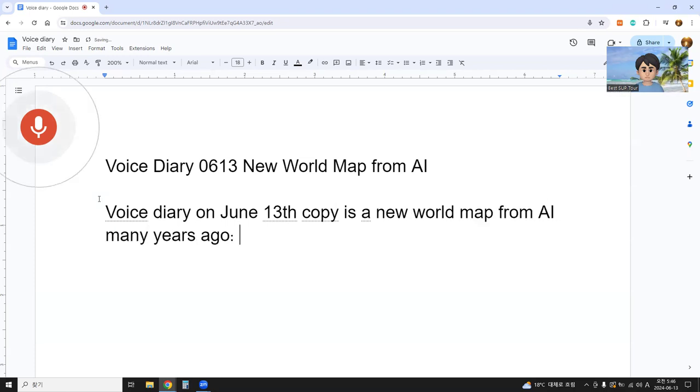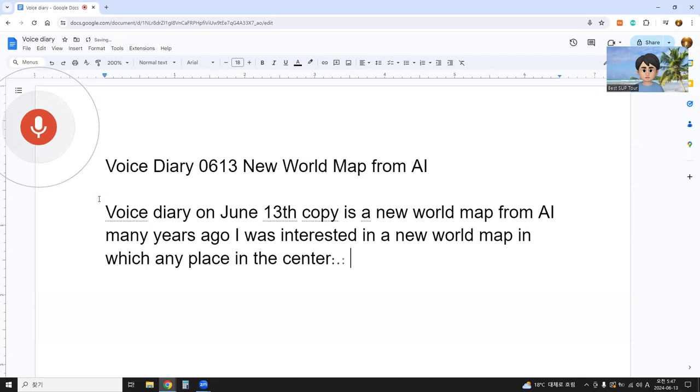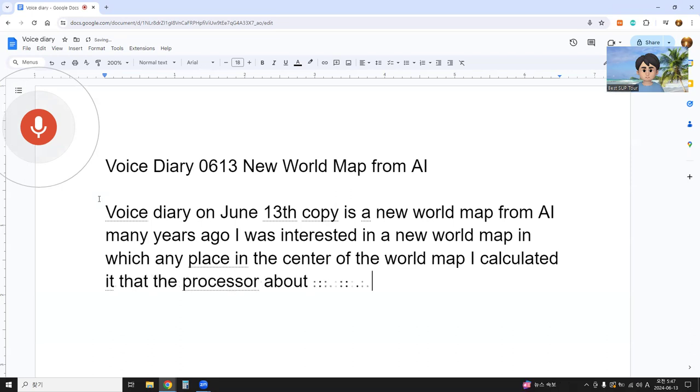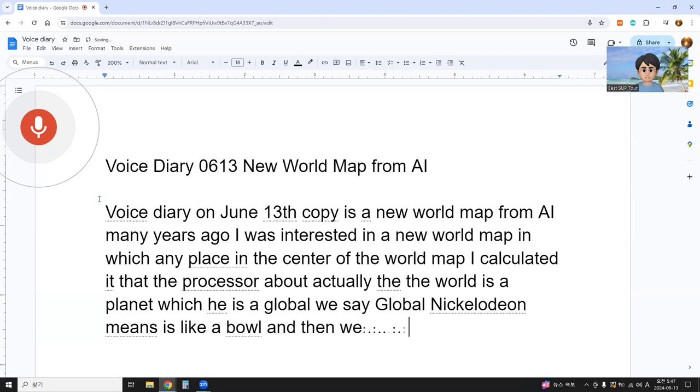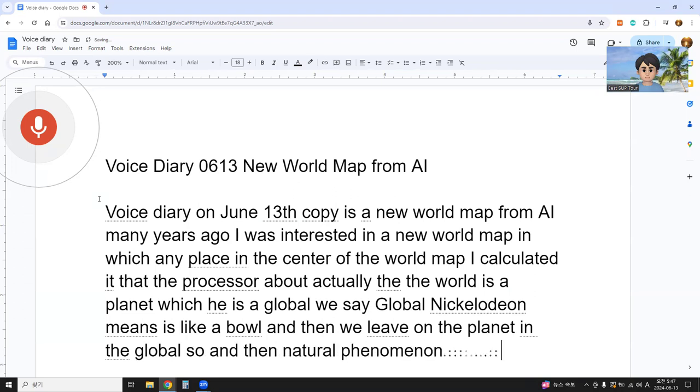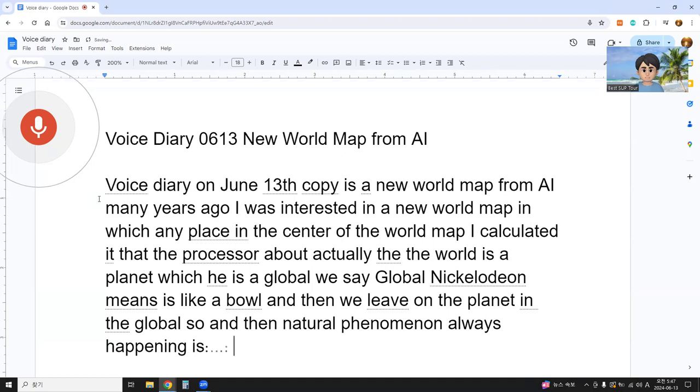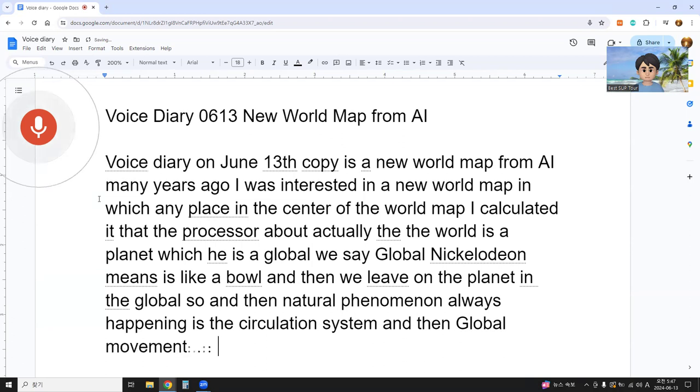Many years ago, I was interested in a new world map in which any place is the center of the world map. I calculated that process. Actually, the world is a planet, which is a globe. We say global, and the globe means like a ball, and we live on the planet and the globe. Natural phenomena are always happening, like the circulation system and global movement, like Earth rotation and Earth revolution.